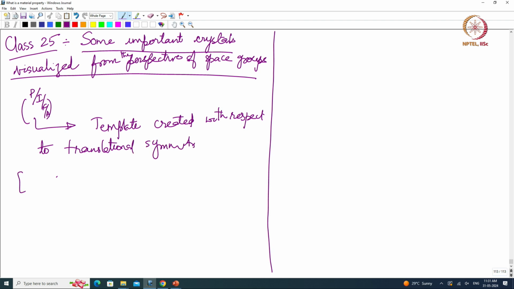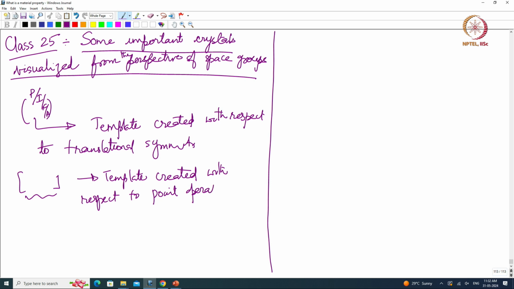The rest of the operations are not necessarily point group operations. The rest of the combination of operations tells me the template created with respect to point operations, screw and glide. Screw and glide also include some sort of translations.